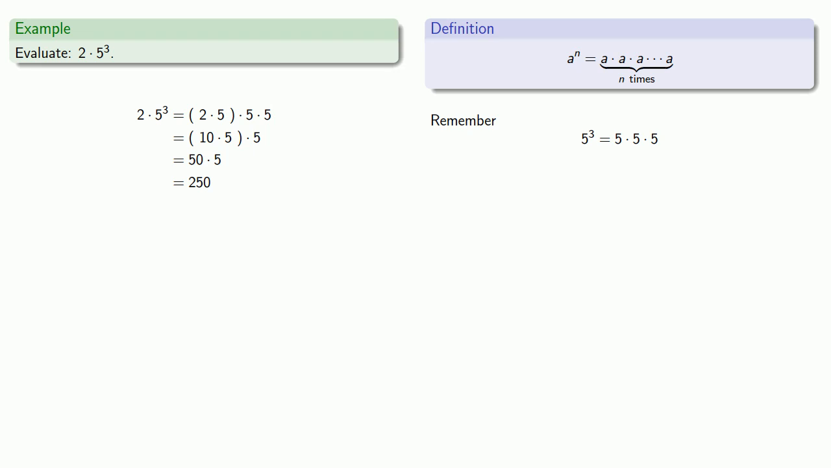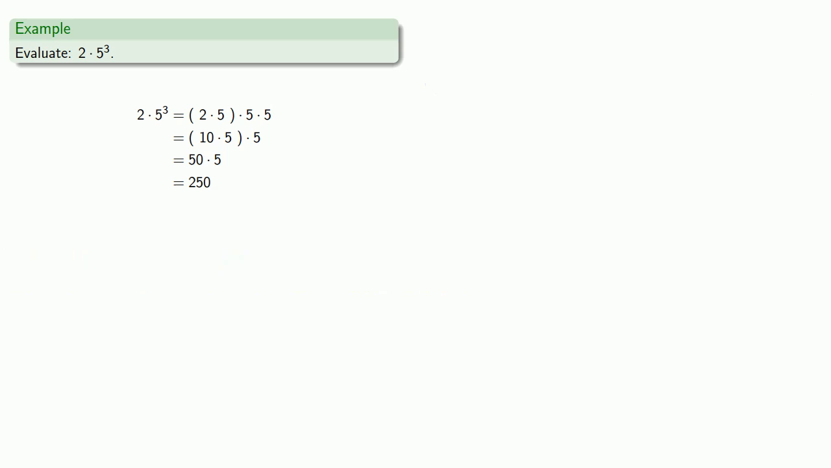And here's an important thing to understand. This is how we should evaluate 2 times 5 to the third. 5 to the third is a product of a whole bunch of 5s, and then we can evaluate the product by going left to right. However, it's helpful to take an alternate viewpoint.